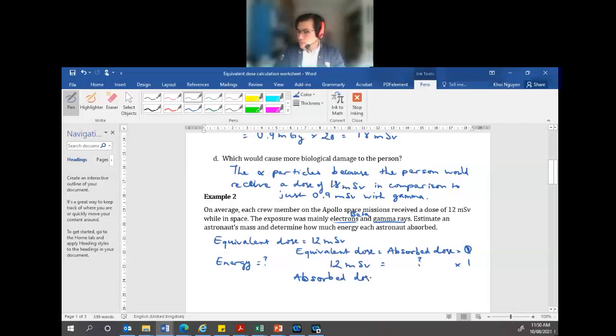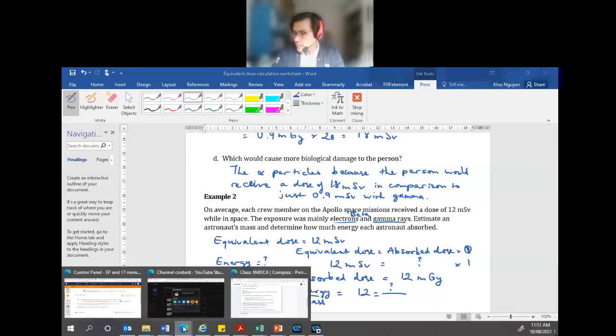So the absorbed dose would be 12. Now remember, for dose, it's going to be a unit of gray. And since we're dealing with millisievert, it's going to be milligray. And then from here, we can work out the energy. So the absorbed dose is equal to energy divided by the mass. Okay, and we have 12 equal to something that we're going to try and find out, divided by the mass here.